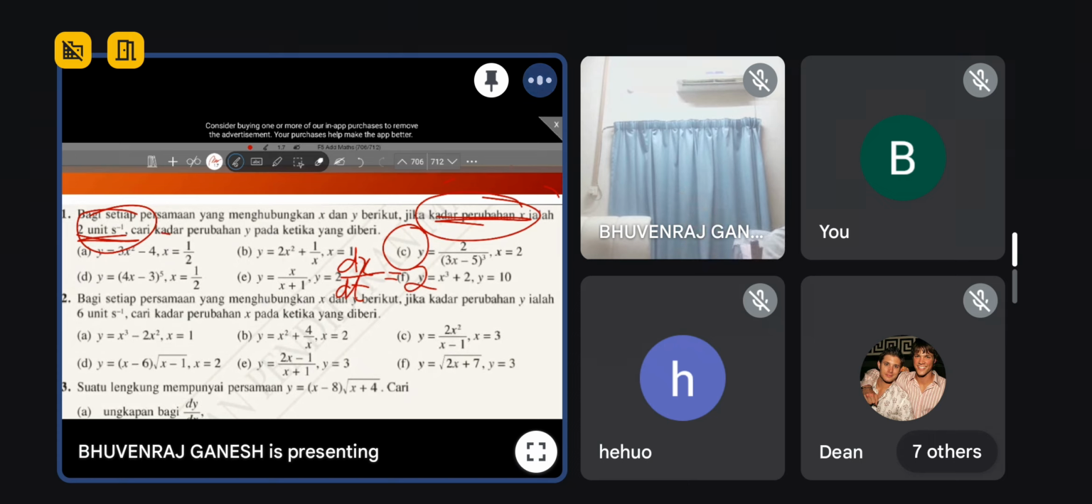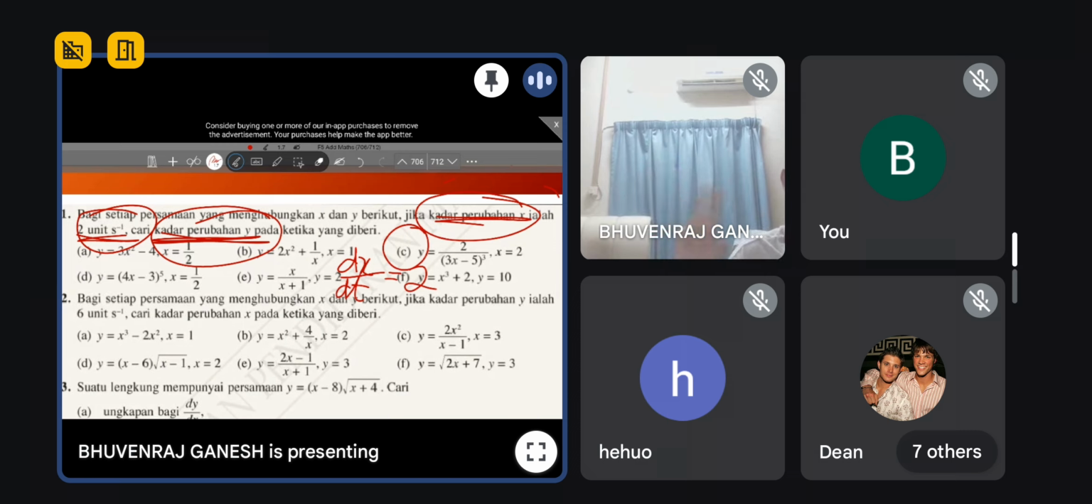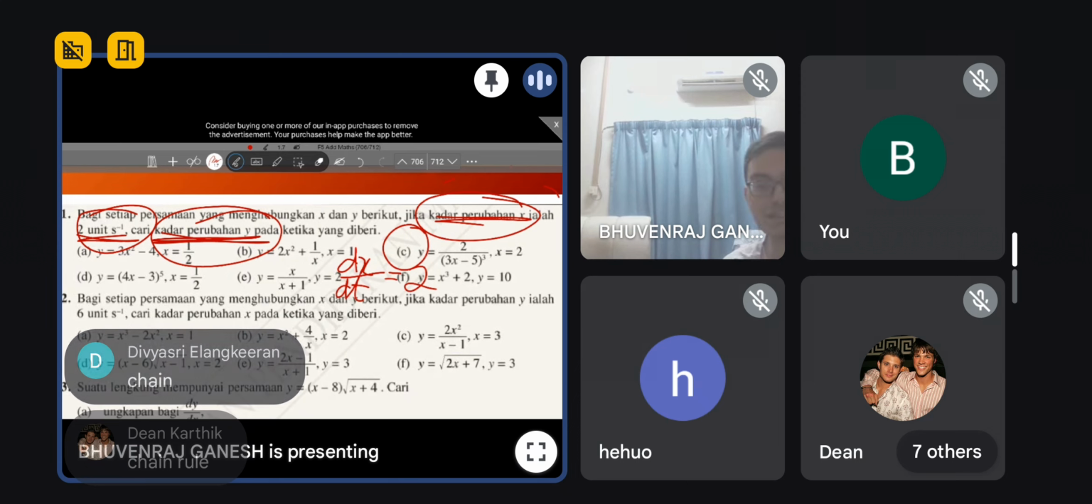So now, question is this one. Find the rate of change of y. Kadar perubahan y. So what is the symbol for these guys? Can you all tell me? Very good. dy dt. So now you got two symbol already. So what rule are we using here? Apa petua kita guna kat sini? Very good. Petua rantai. Chain rule.